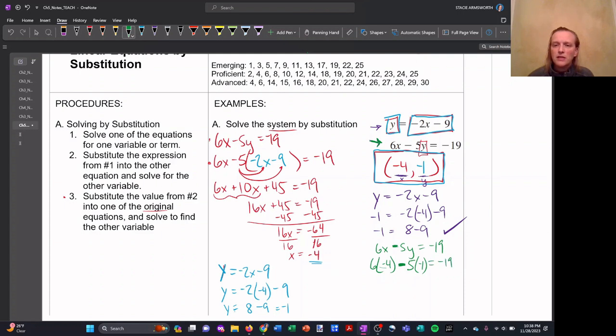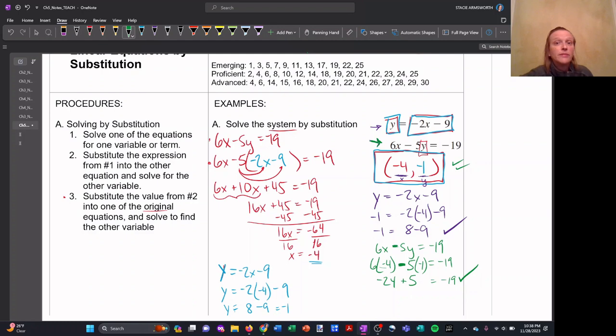This all equals -19. 6 times -4 is -24. -5 times -1 is +5. So now it's become an addition problem. And that does in fact equal -19. So I have now confirmed that this is the ordered pair that is the solution to this system of equations.